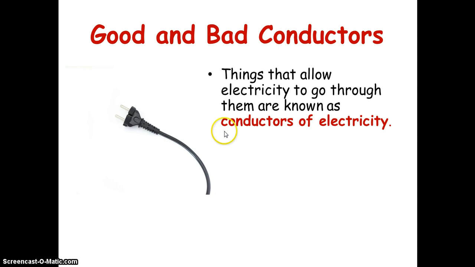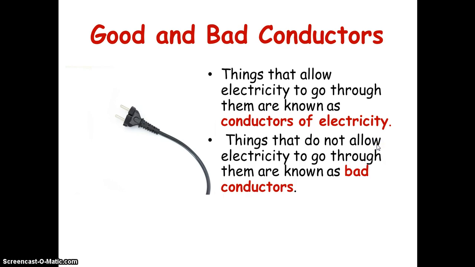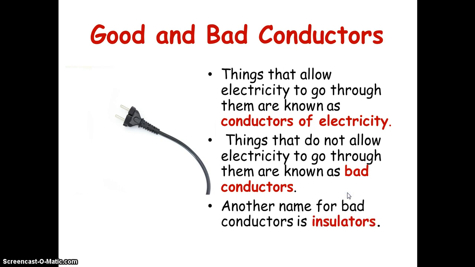Now, things that allow electricity to go through them are known as conductors of electricity, or simply good conductors. But there are also things that do not allow electricity to go through them, and those are known as bad conductors. Another name for bad conductors is insulators.